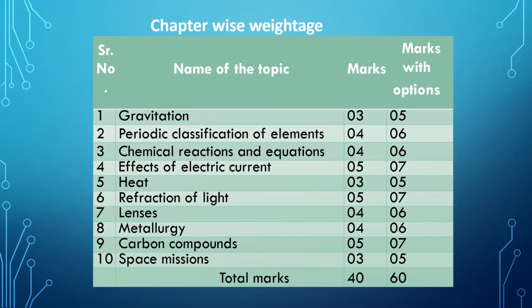Now see, refraction of light, 5 marks question will come and with option 7 marks question will come. In lenses, students, 4 marks and with option 6. In metallurgy, students, the question will come of 4 marks, and marks with option will be 6. Now in carbon compounds, 5 marks question will come and with option 7 marks question will come. And last of that, space mission. So from space mission, 3 marks question will come and with option 5 marks question will come.